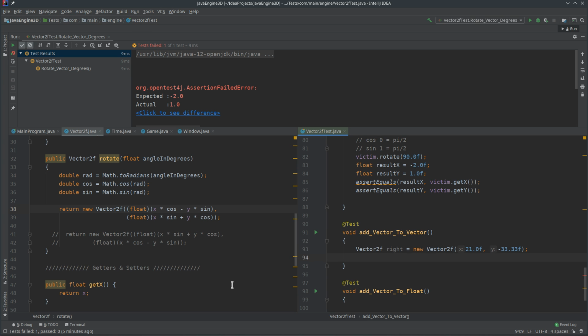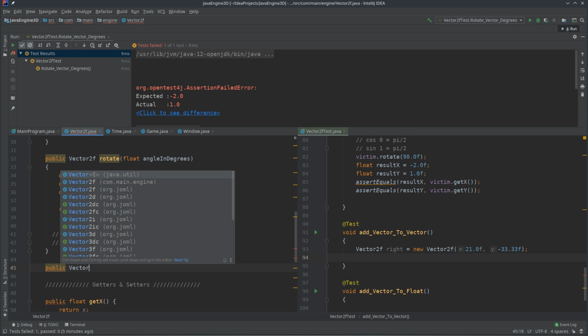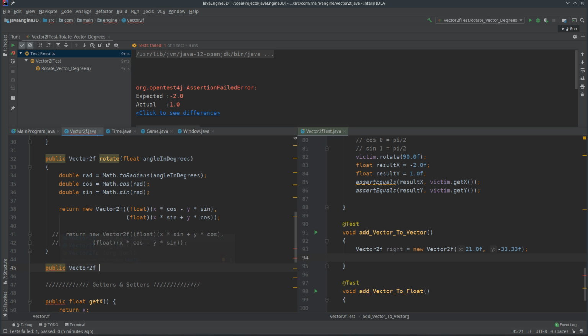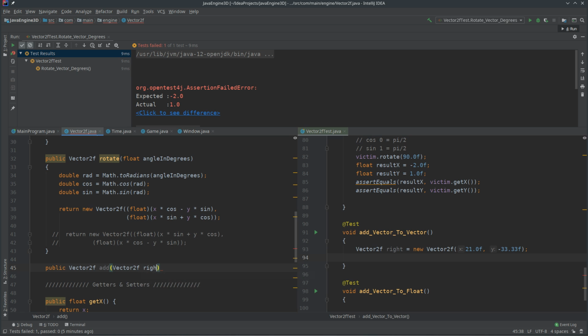So I want to add a vector to a vector. So that will be, looking on my left hand side, we have nothing. So we better put something in. I think that might be a good idea. Let's make it a public vector to f, add, open, vector to f, right.